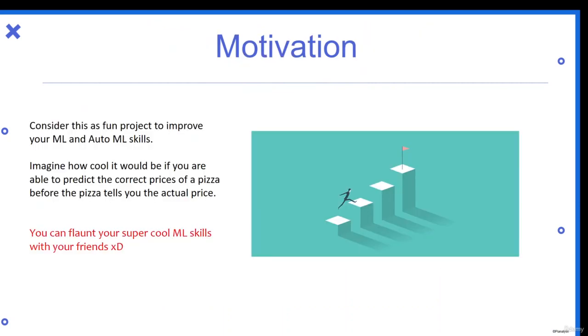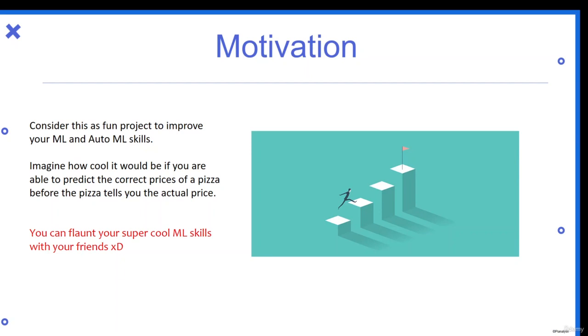So what is the motivation behind this? You don't really find these types of problems in real world scenarios, because these are problems you can use to improve your machine learning skills. Also, if you want to flaunt your machine learning skills to your friends, you can build such applications. Imagine if you could predict the price of the pizza by telling the different parameters, and you don't have to look at the price board.